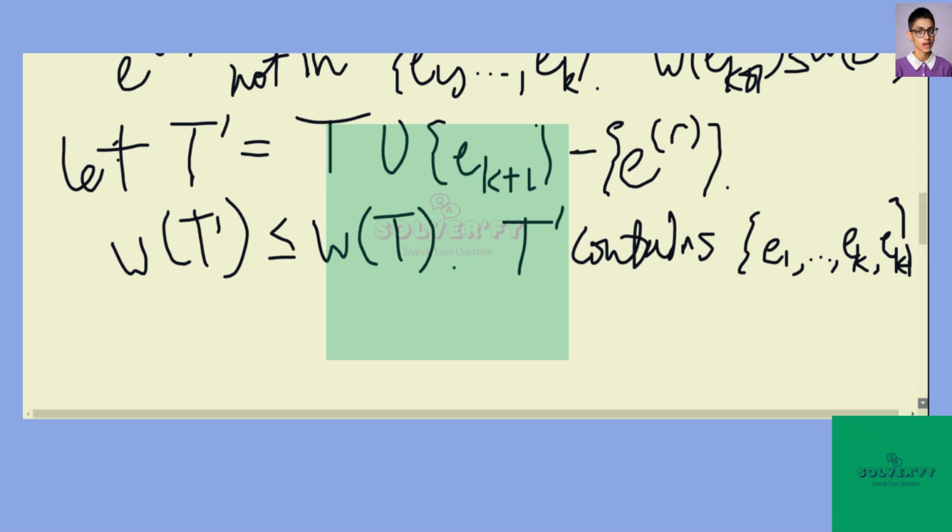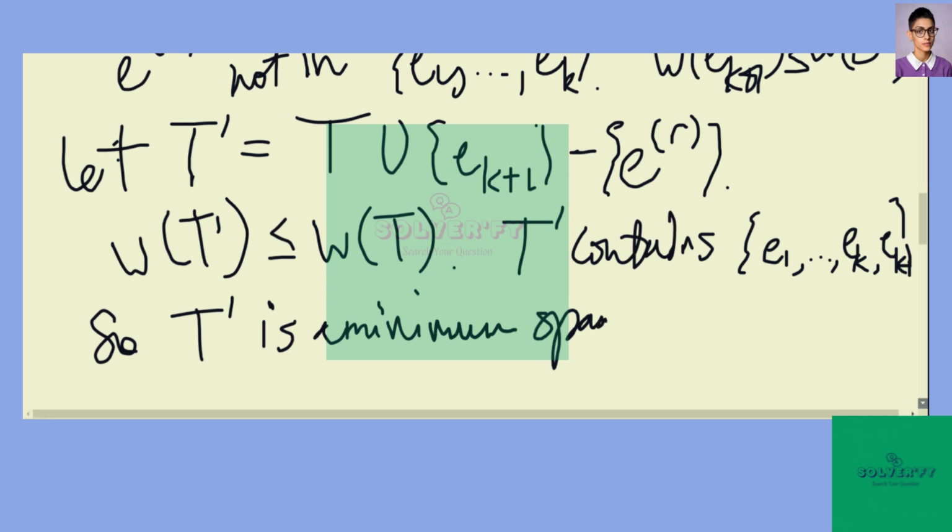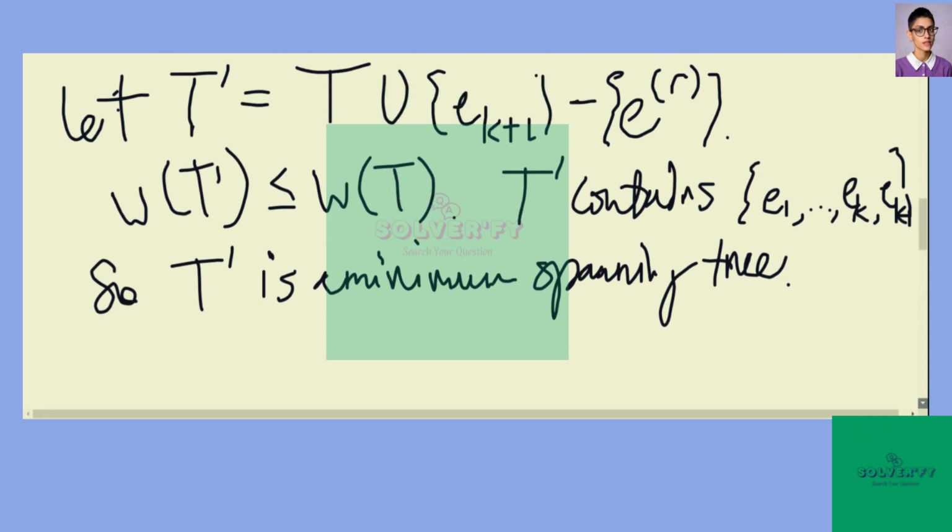And it follows T prime is a minimum spanning tree. But this is a contradiction because we assumed that K was the largest integer such that tree T was a minimum spanning tree.